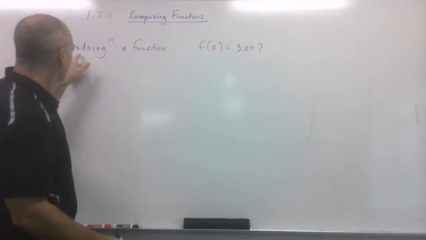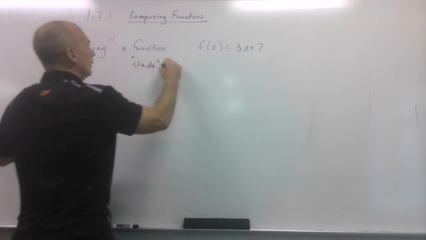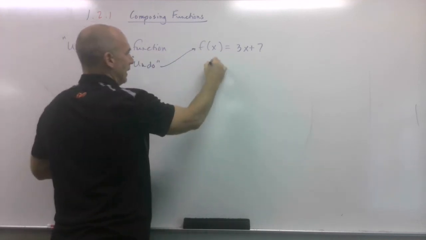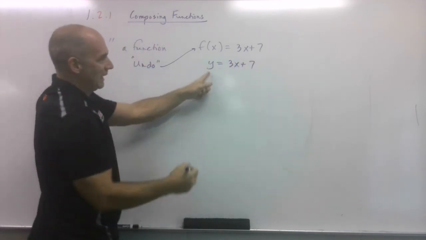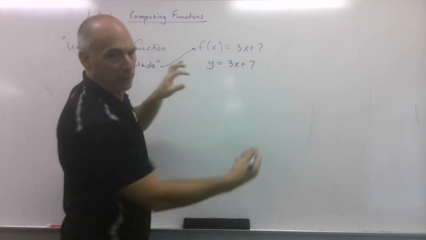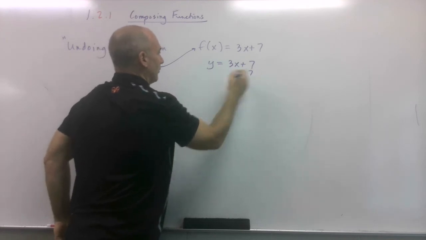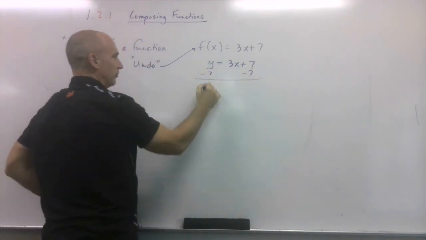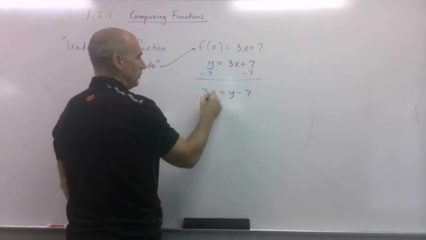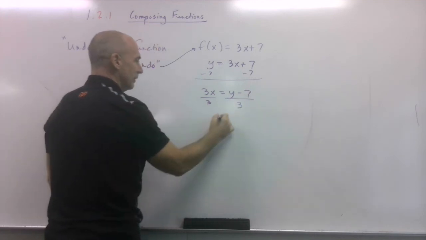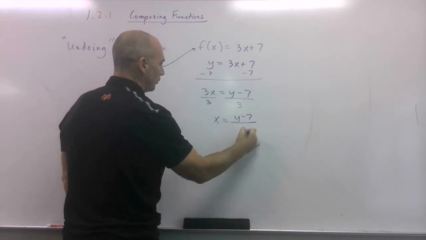So they're going to have problems where they're going to tell you to undo the function. Well, you have to realize that that just means this is y equals 3x plus 7. Notice y is in terms of x. Now they want you to just solve for x so that x is in terms of y. So we subtract 7, subtract 7. I'm going to flip this around, so 3x equals y minus 7. I'm going to divide everything by 3, and I'm going to get x is y minus 7 all over 3.